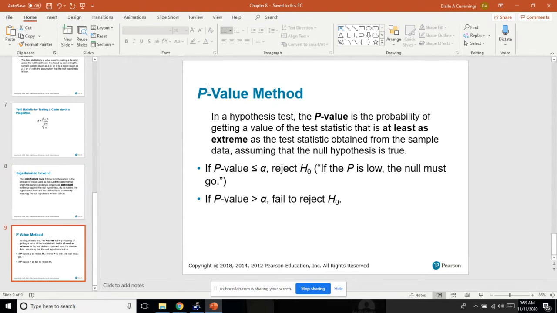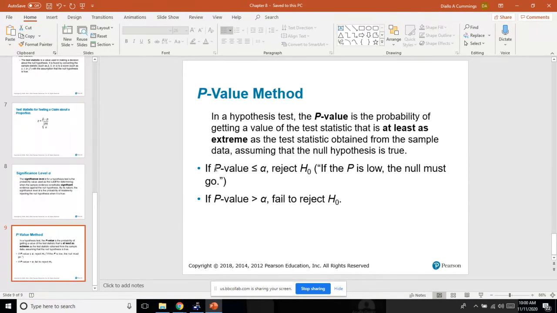In order to determine if we will reject or fail to reject the null hypothesis, we'll use something called the p-value method. Once again, this p-value will be calculated using our calculator. The p-value says that in a hypothesis test, the p-value is a probability of getting a value of the test statistic that is at least as extreme as the test statistic obtained from the sample data.